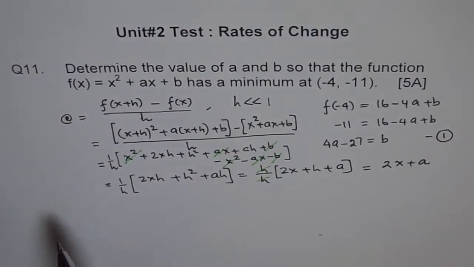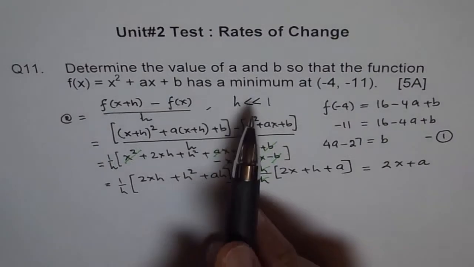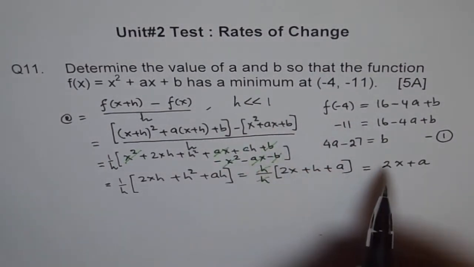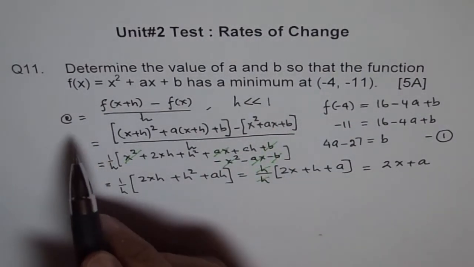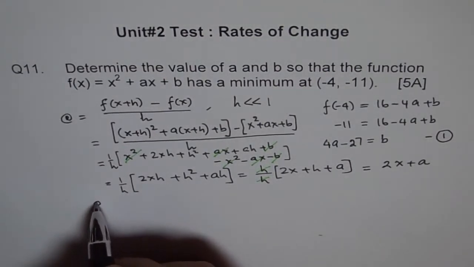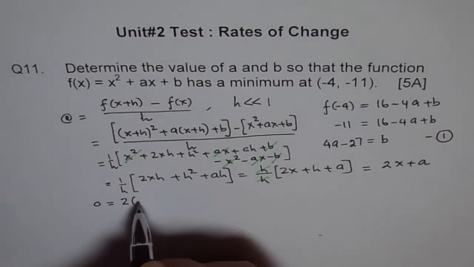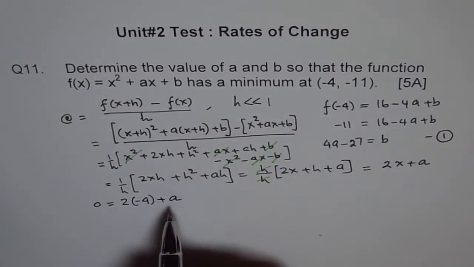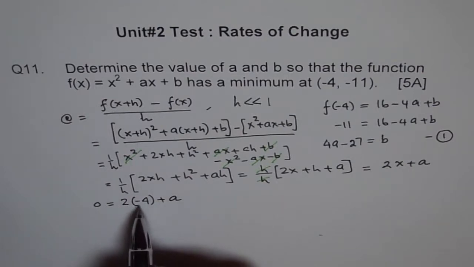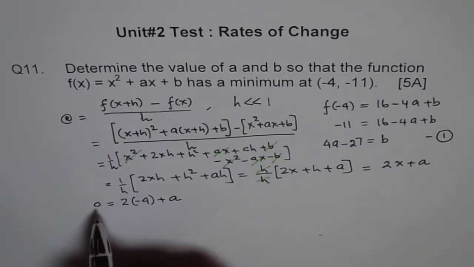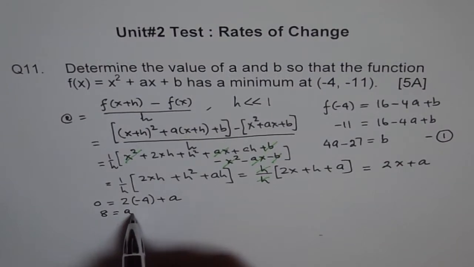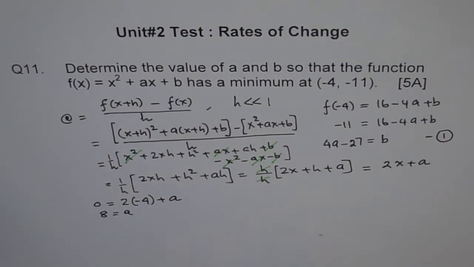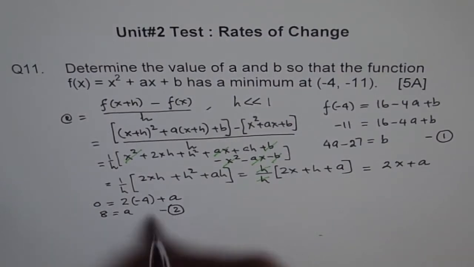For a minimum to happen, this instantaneous rate of change should be 0. And since the minimum is at minus 4, at minus 4 the instantaneous rate of change should be 0. So we say 0 equals 2 times minus 4 plus a, correct? From here we can find what a is. 2 times minus 4 is minus 8, which comes to this side, so a equals 8. Perfect.